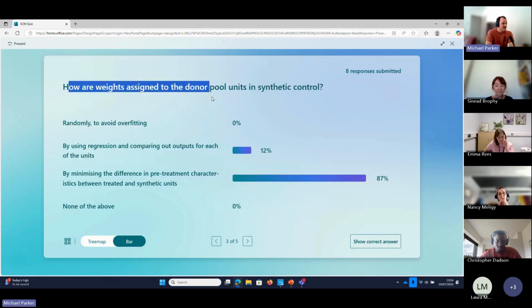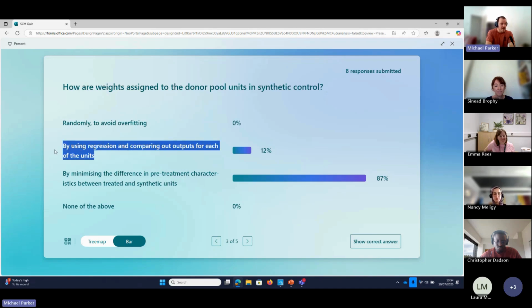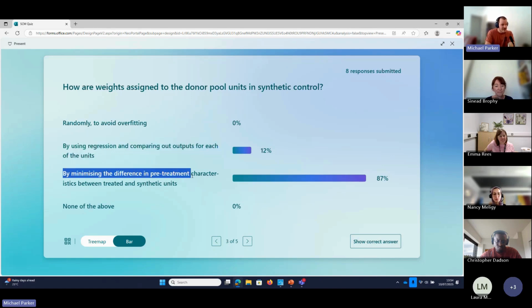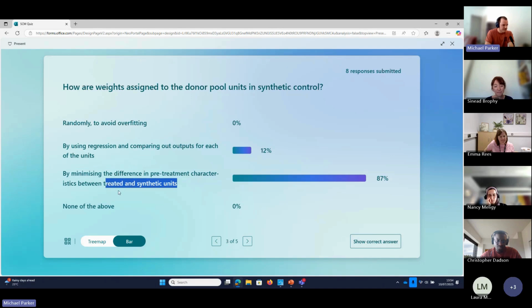So how are weights assigned to the donor pool units in synthetic control? Randomly, so nobody put randomly. By regression and comparing the outputs for each of the units. So this doesn't use regression. Like I said, this uses something called an optimization, or it solves an optimization problem. And it does this by minimizing the differences between the pre-treatment characteristics between the treated and synthetic units. Or between the treatment and synthetic unit, and then none of the above. So it should be answer C.